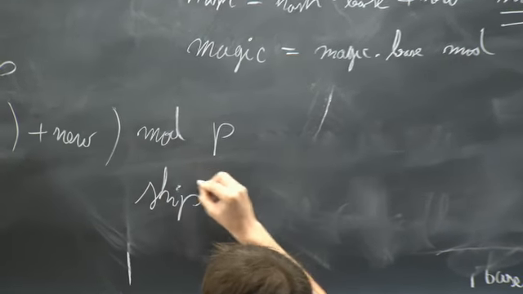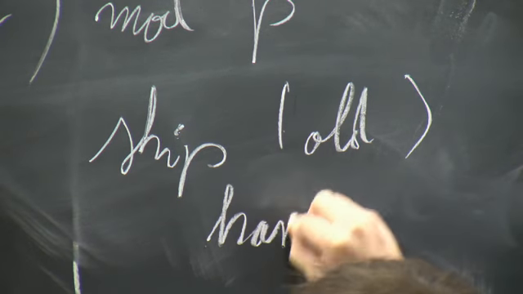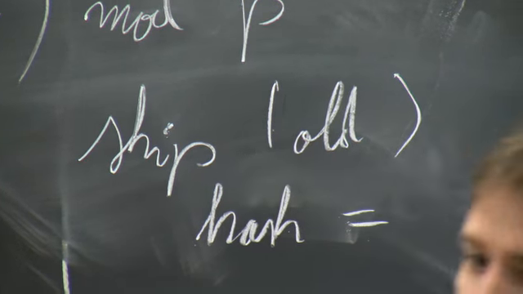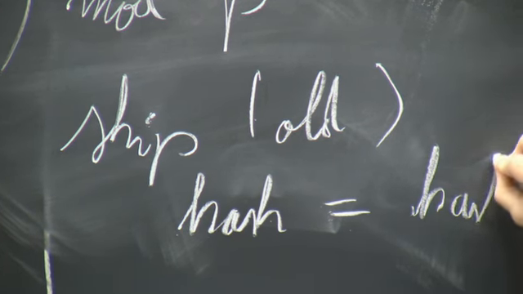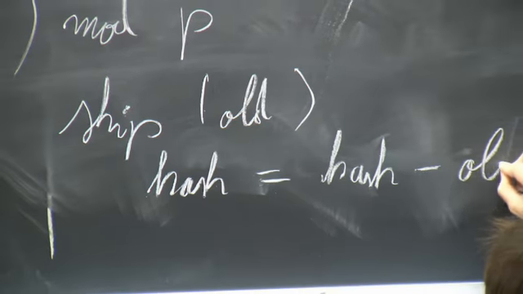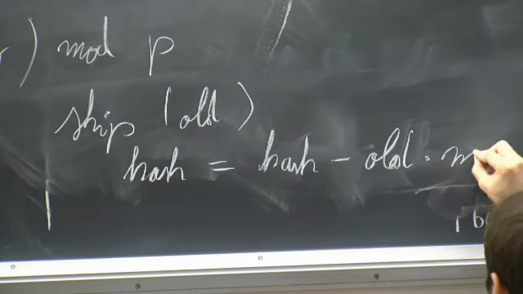Skip. Let's implement skip. Hash is? Hash minus old, which is equal. Then times magic, mod p.